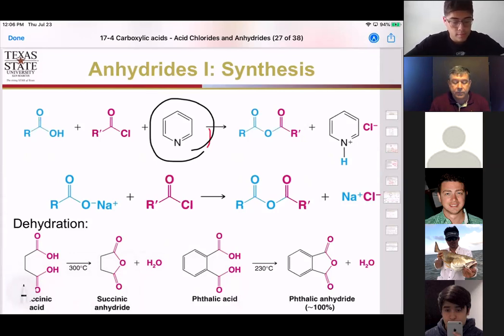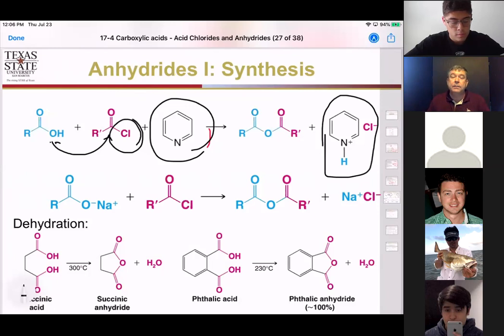So in the case of this, we have the acid chloride right here. Technically, the oxygen on our carboxylic acid comes in and acts as our nucleophile, kicks out our chloride ion, and then it loses hydrogen to give us the salt of our base and the acid we generated, which was the HCl, and we generate our anhydride.